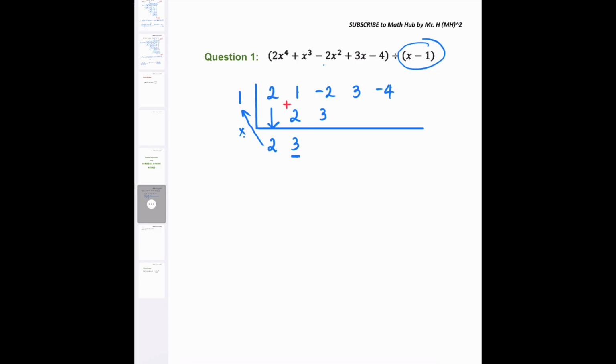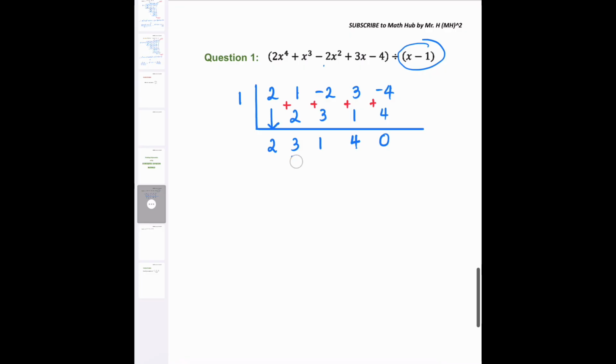And we repeat the process. So we add negative 2 and positive 3, and it's going to give us positive 1. So 1 times 1 is 1. And we add 3 and 1, you get positive 4. Then 4 times 1 is 4. Then we add negative 4 and positive 4, so we get 0. Actually done with the process.